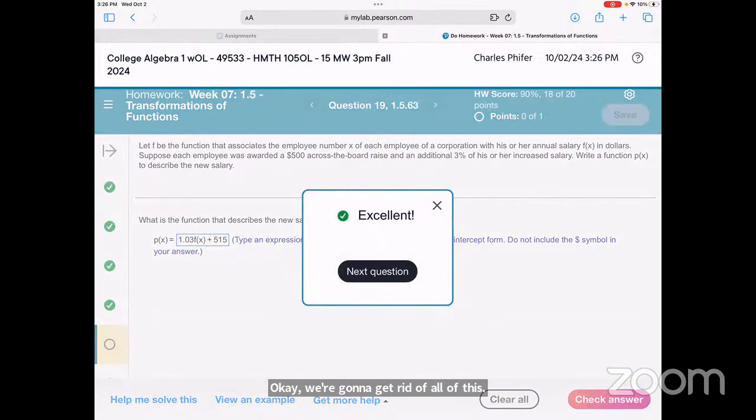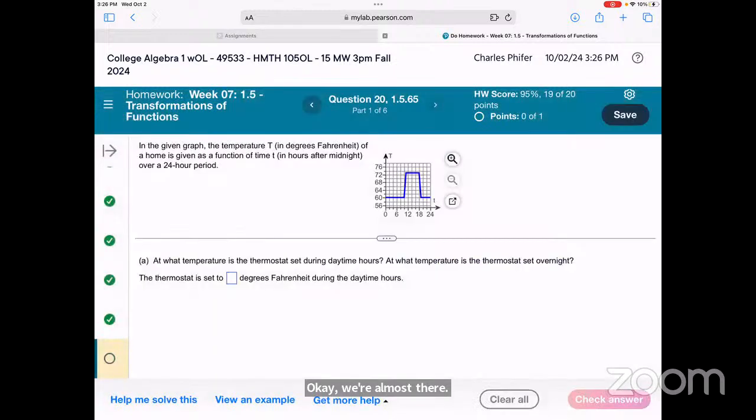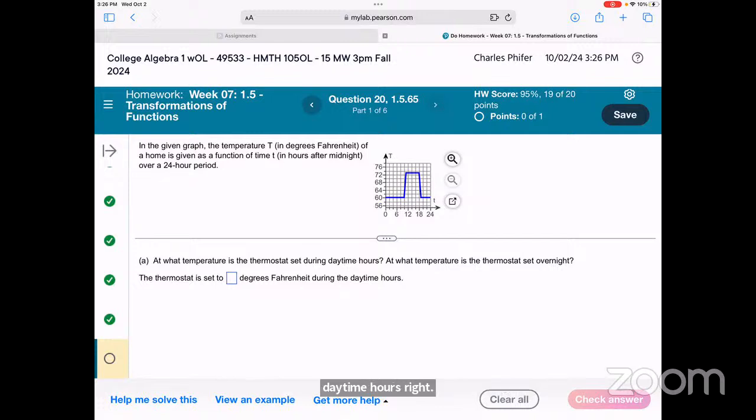Okay, we're almost there. So maybe we'll get out of here a little bit early. Okay, in the given graph, the temperature of a home is given as a function of time. At what temperature is the thermostat set during the daytime hours? So daytime is like that top plateau. Let me see, if that's 72 and that's 76, halfway would be 74. So it's slightly below halfway, so I'm going to put 73.